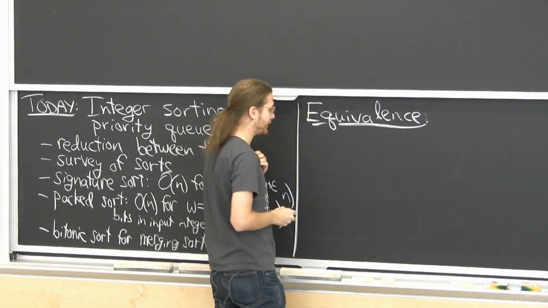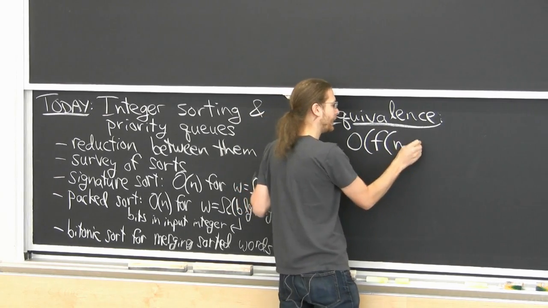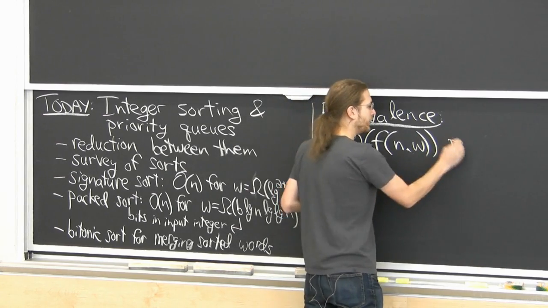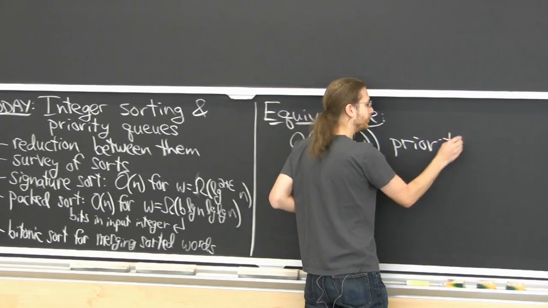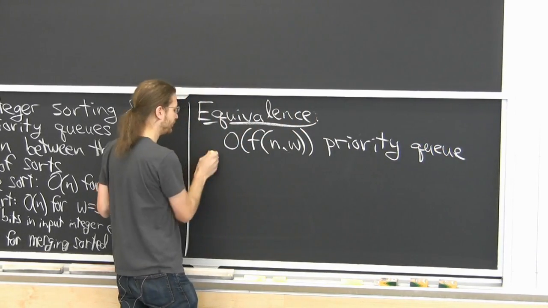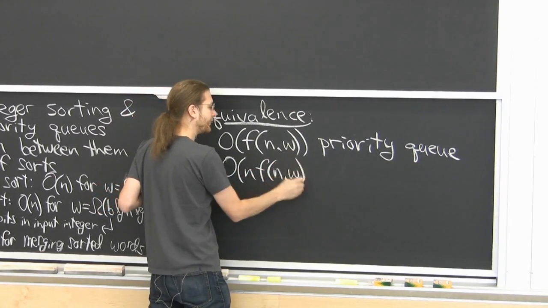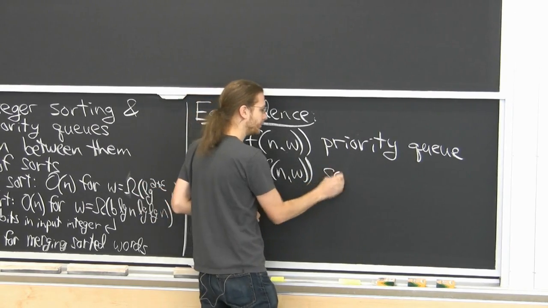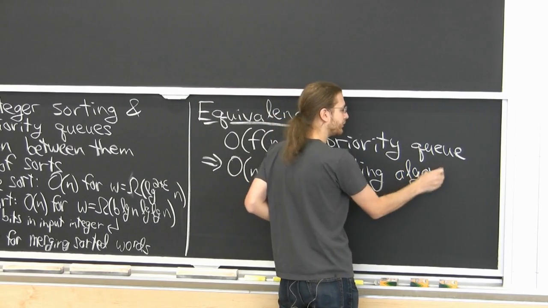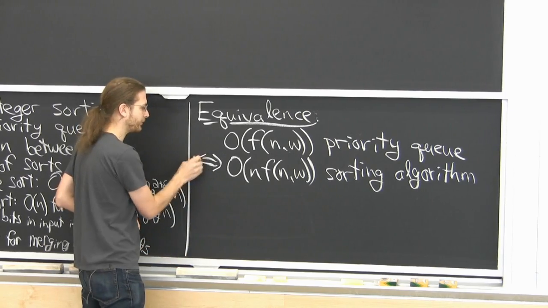if you have an f of n, normally we'd say f of n, but here we're going to depend on both n and the word size. Priority queue. Well, then, of course, you get a sorting algorithm. Just insert everything into the priority queue, and then find min, delete, and so on. So that's the trivial direction of the equivalence. But it turns out both of these are true.